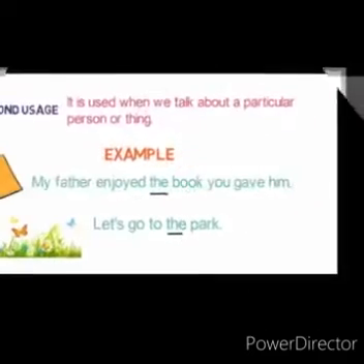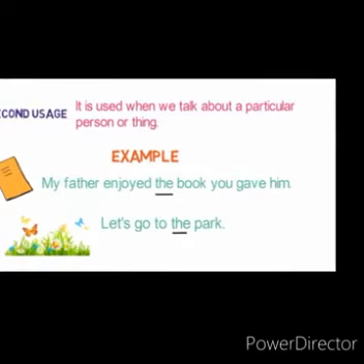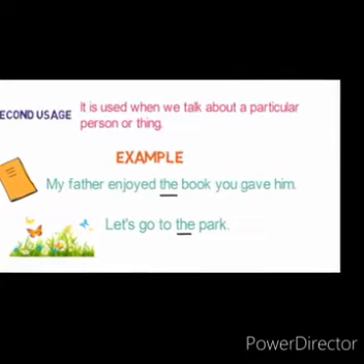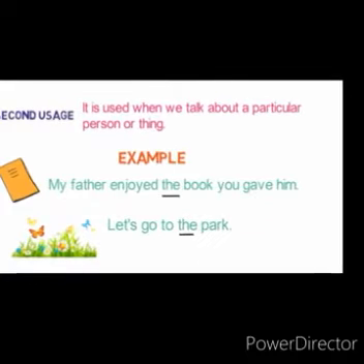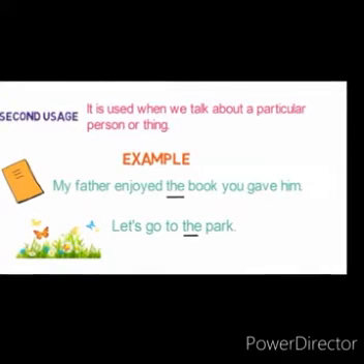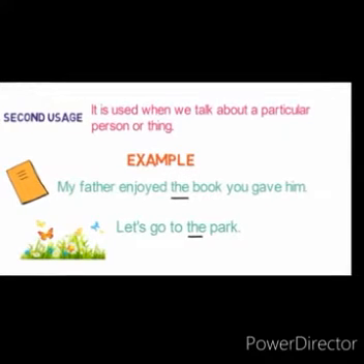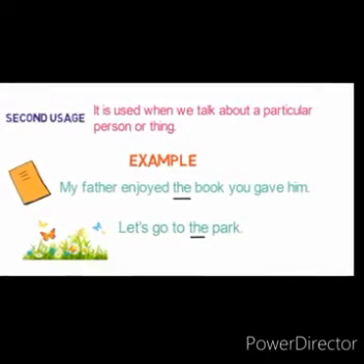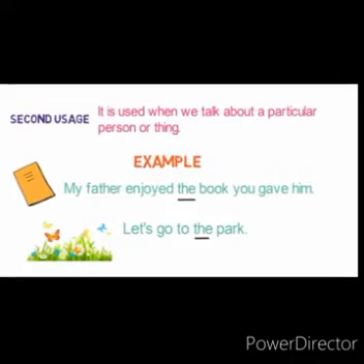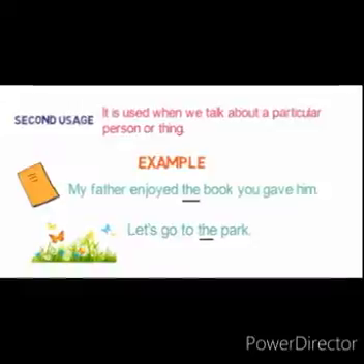Secondly, article the is used when we talk about a particular person. Remember the word particular person or thing. For example, my father enjoyed the book you gave him. So now which book we are talking about? The particular book that was given by him. Similarly, let's go to the park. Which park? The park which we know. The particular park that we know. Therefore, article the is used when we talk about, remember, particular object or a person.